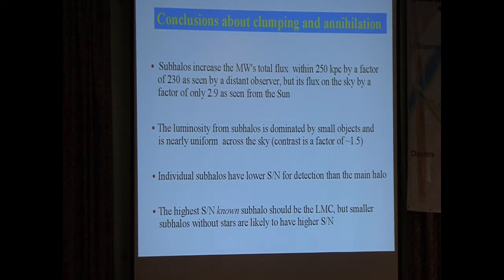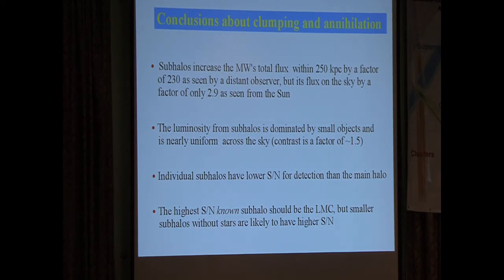So the inverse square law gives a big boost to the smooth part because it's much closer to us. So when you take the sky map that I showed you, the flux from all the small objects is only 3 times the flux from the distant clumps. And what's more, the light from the center is concentrated in a relatively small range of angles on the sky, whereas the light from the clumps is an almost uniform background. So it'll be hard to distinguish from distant galaxies, for example. The luminosity from the subhalos is dominated by the small objects, and it's nearly uniform across the sky. And the contrast center to edge is actually a factor of 1.5.